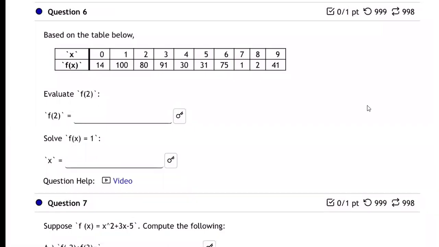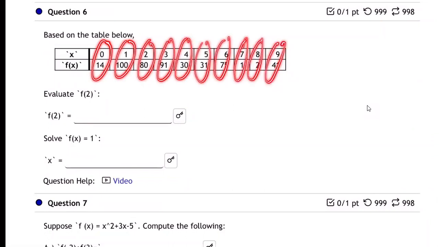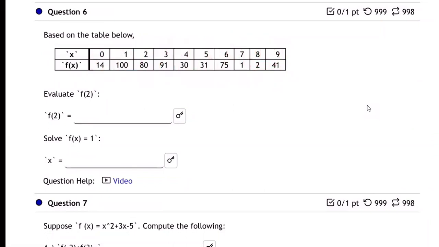Okay, so on this one, they're giving us a table. So this is all about functions. They're giving us this table. And notice they're telling us certain x values that go with certain f of x values. So in other words, (0, 14) means if x is 0, then f of x is 14.